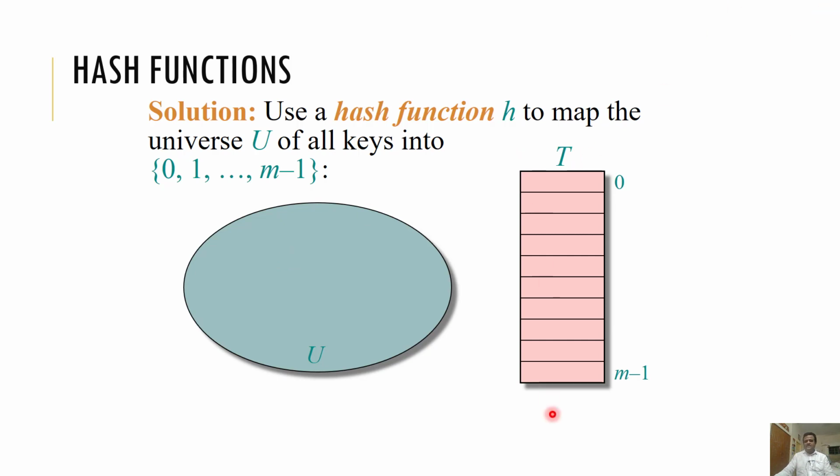And this is some fixed size array. Now any mapping from U to this is called a hash function. Any mapping H, which is a function from U as the domain to this codomain. That means if you take any key, it should map to some slot, some array index over here. So this is very small and this is very big.